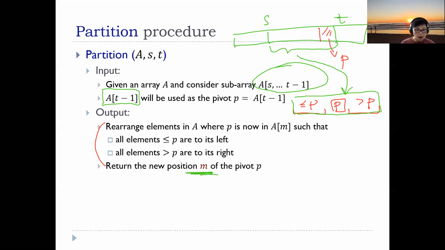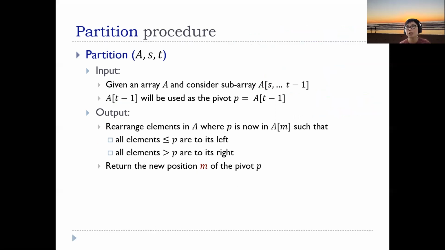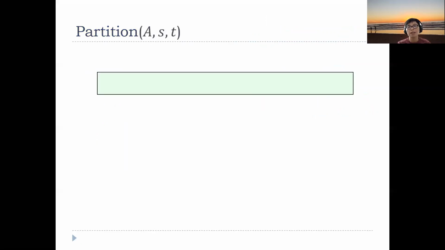All right, how do we really achieve this? Let's again look at an example. Suppose here I'm only drawing the portion, which is array A from S to T minus 1. Remember, I'm going to take the last element as a pivot, that's P. The goal is to split it into the portion smaller than the pivot and the portion bigger than the pivot, and we return its position, its index.